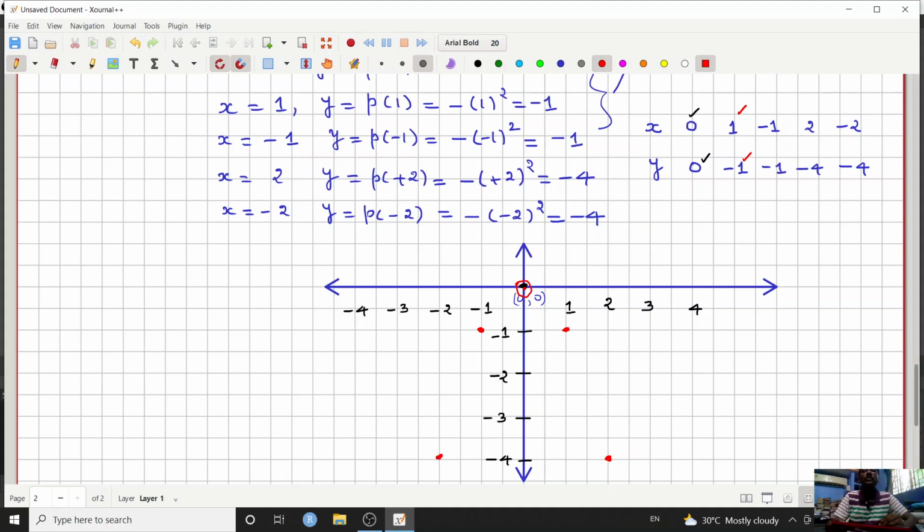Now when you join these points, what will happen? When you join these points, what you are getting is a parabola which is concave down. Of course, I have not drawn it to the scale, but when you draw it to the scale, what you will get is an exact parabola. So this is also a parabola.